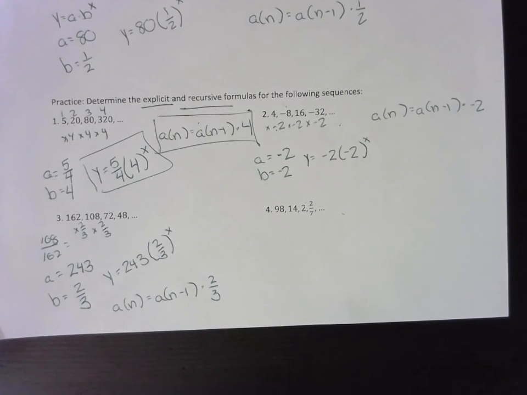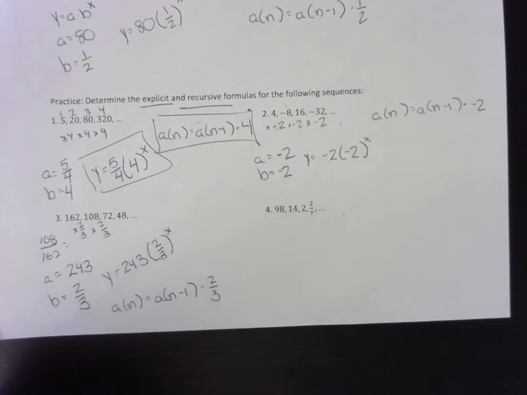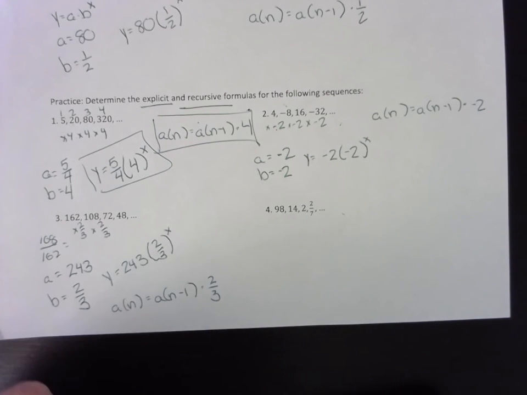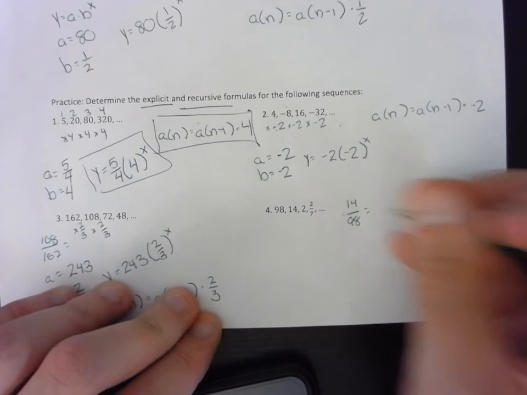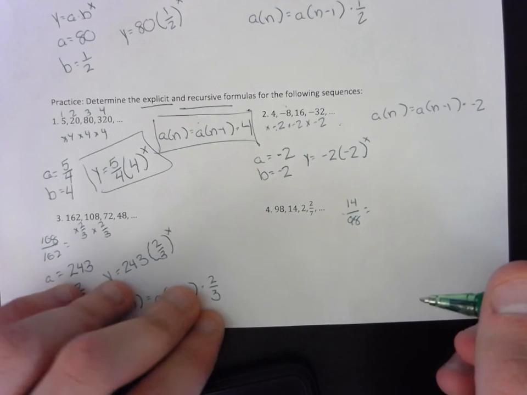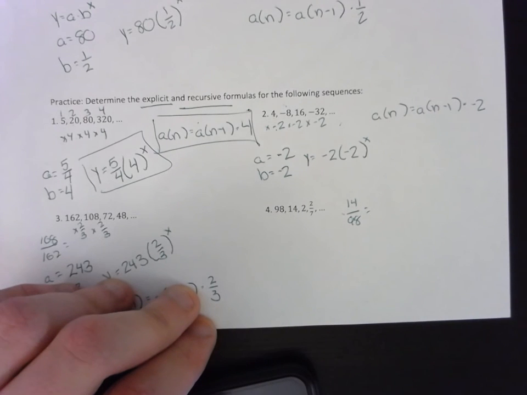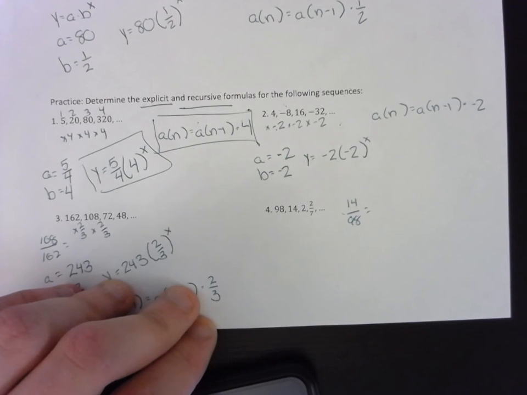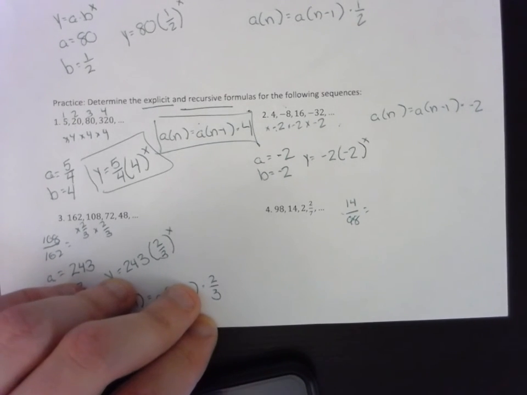Finally, guys, last one, number 4, and then we're done. 98 to 14 to 2 to 2/7. So obviously you can kind of figure out what you're getting at, but if we take 14 and we divide it by 98, we're going to realize that our common ratio should be 1/7. Sorry, 1/7. So if I take 14 and I divide it by 98, I'm going to get 0.14287, yada, yada, yada. Regardless, it's 1/7.